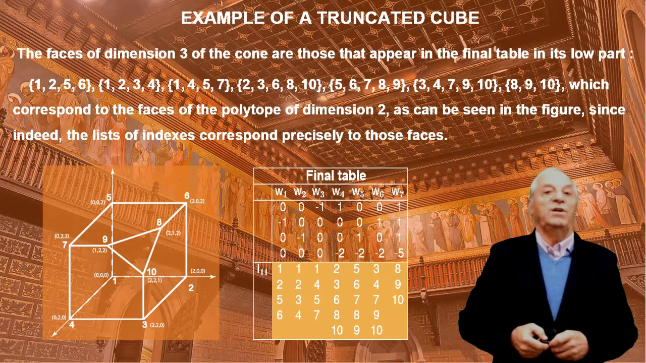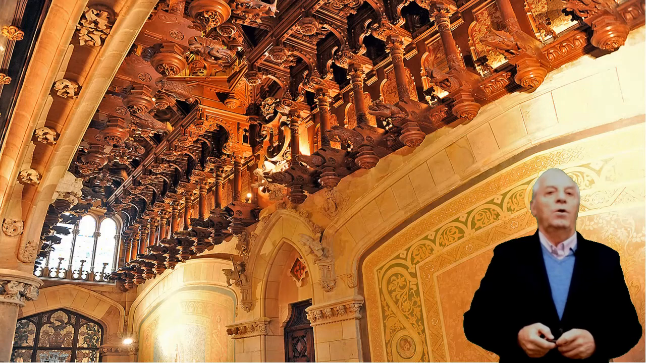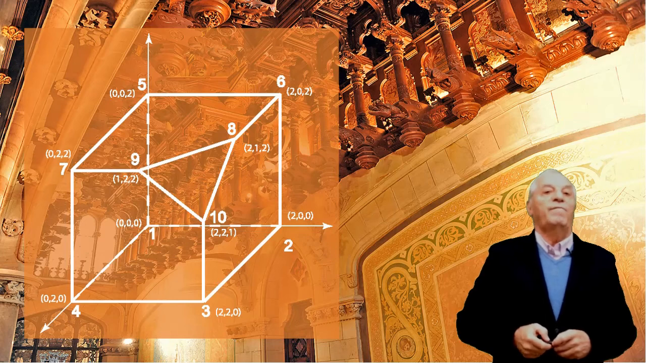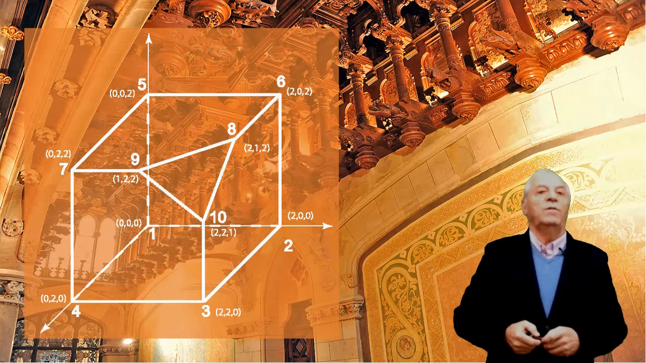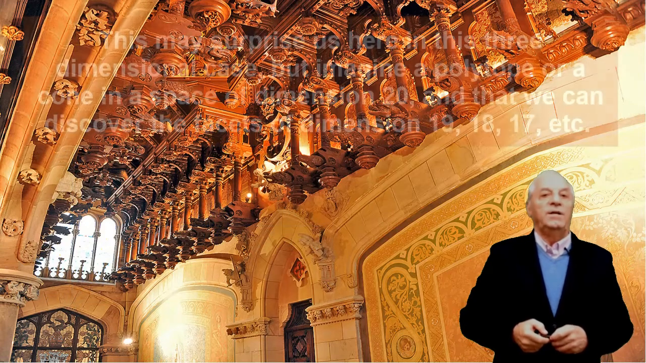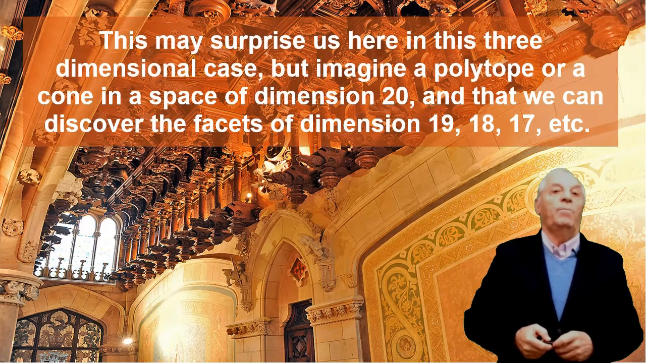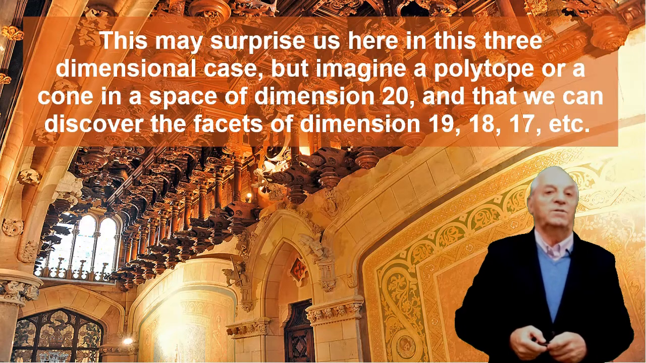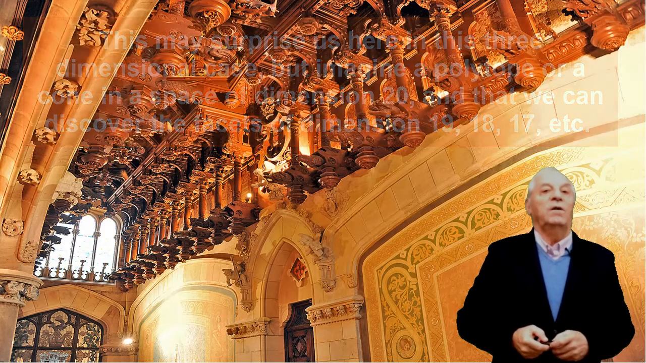Using the algorithm without seeing what it represents geometrically, we discover what the faces are. Note that there are many other combinations of vertices which are not faces. For example, 5, 8, 10 or 5, 7, 2 are not faces. So it is wonderful to have an algorithm, the gamma algorithm, that identifies all of them. This may not surprise us here in this three-dimensional case, but imagine a polytope or a cone in a space of dimension 20, and that we can discover the facets of dimensions 19, 18, 17, etc. This is exactly what the algorithm does.